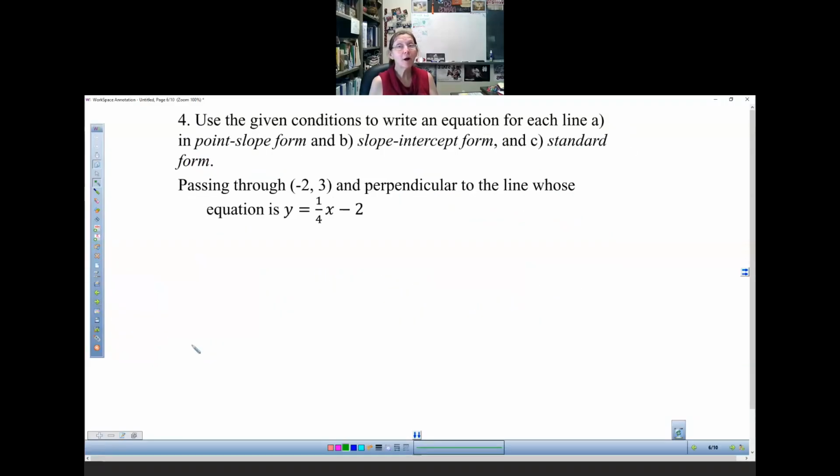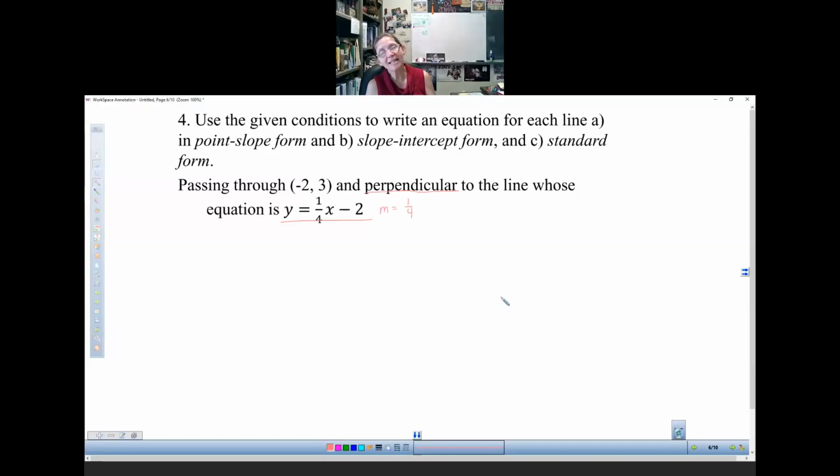So 3 parts again. Use the conditions to write the equation for the line: point-slope form, slope-intercept form, standard form. Passing through the point -2, 3, this should be familiar. But now the line is perpendicular to this equation. So before I do anything else, again, I've got a point, I need the slope. So that means that I need to find the slope of this line. The slope of this line, again, is 1/4. The same equation from the previous one.